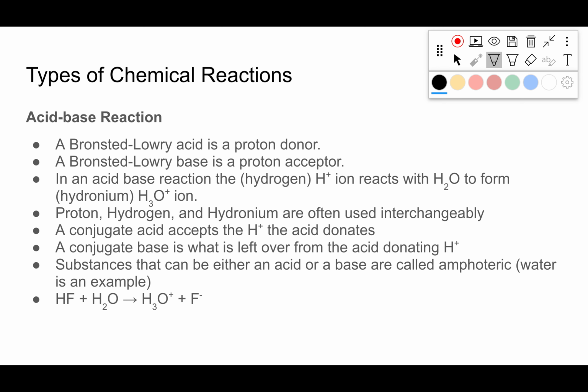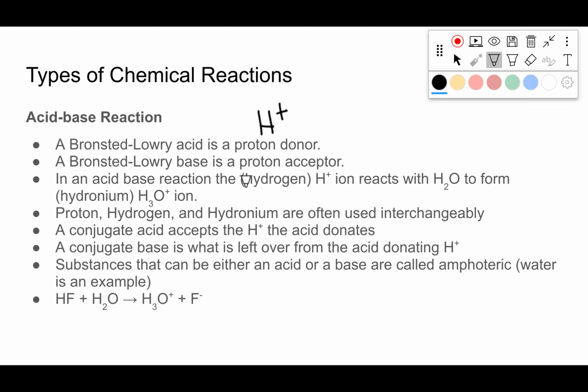So a Bronsted-Lowry acid is a proton donor. Now, when we're talking about a proton donor, in chemistry, a proton is just a hydrogen. When you talk about nuclear chemistry, a proton is often written as just hydrogen. Same thing when we're talking about acid-base reactions. So a Bronsted-Lowry acid is going to donate or get rid of a hydrogen. The Bronsted-Lowry base is going to accept that hydrogen.